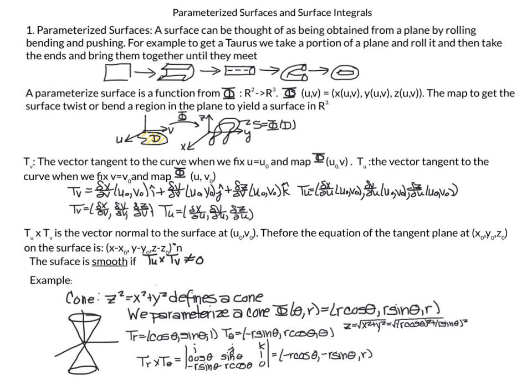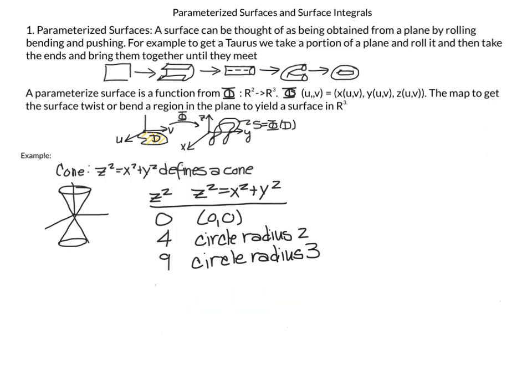Next, we'll go through the example of parameterizing a cone, and we have z squared equals x squared plus y squared defines a cone. And if you need a little bit of a refresher, remember we used to do the level curve, so we would look at z squared equals x squared plus y squared, and we'd say, well, what happens when z is equal to 0? So we're down here on the xy plane. Well, then x squared plus y squared, we're at 0, 0, so we get a single point.